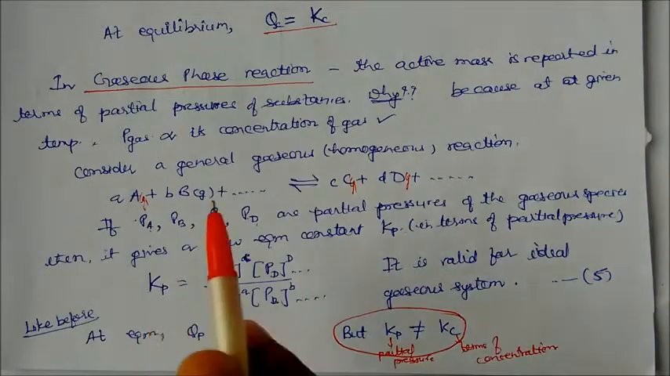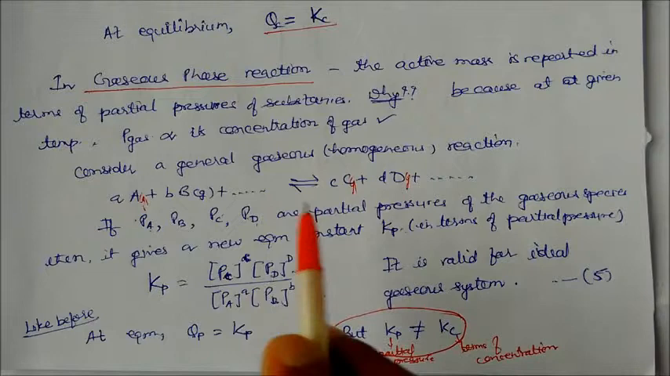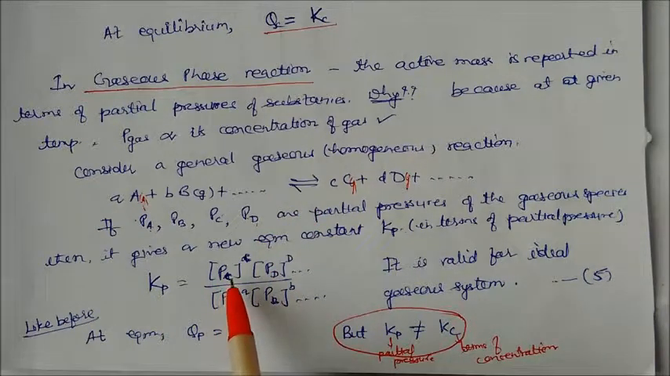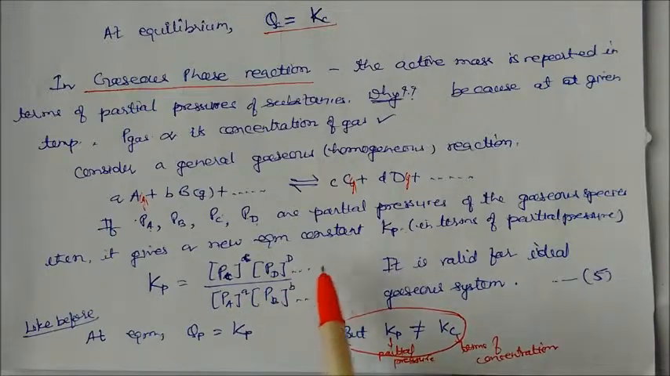So we can write, by using the same law of chemical equilibrium for the gaseous reaction, Kp is equal to Pc to the power c, Pd to the power d, divided by Pa to the power a, Pb to the power b. It is valid only for an ideal gaseous system. Like before, at equilibrium Qp is equal to Kp. This is again a concentration quotient for gases. But numerically Kp is not equal to Kc. This one is in terms of concentration and this is in terms of partial pressure. We cannot say this is equal to this one. How? We will see now.